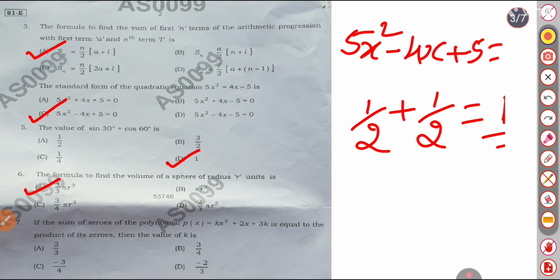Next question: if the sum of the zeros of the polynomial p of x equals kx square plus 2x plus 3k is equal to the product of its zeros, then the value of k is. Here sum of the zeros is equal to the product of the zeros, is given. What is the sum of the zeros? Alpha plus beta, and the product of the zeros is alpha into beta.